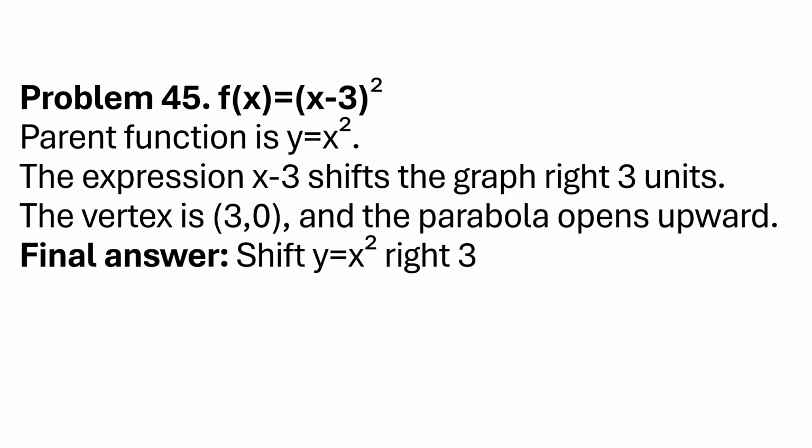We are asked to sketch the graph of f of x equals the quantity x minus 3 squared. Begin with the parent function y equals x squared. Replace x with x minus 3. This shifts the parabola 3 units to the right. The vertex moves from 0, 0 to 3, 0. The parabola still opens upward.